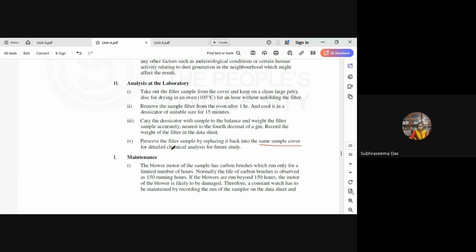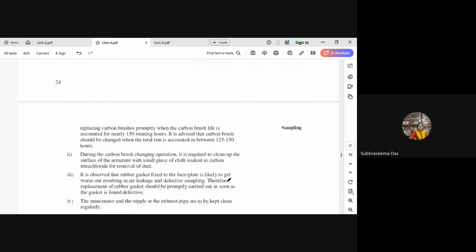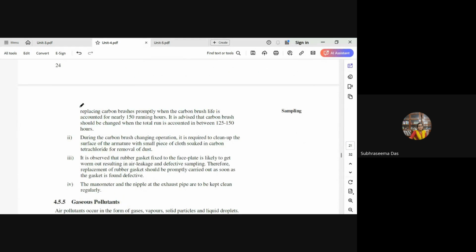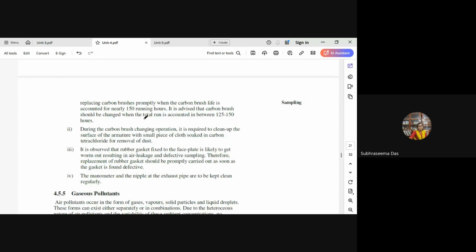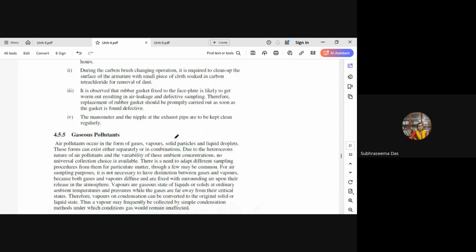Now the maintenance of the sampler is also done, because normally the running time is 150 running hours. These are some of the precautions that need to be followed, like during the carbon brush changing operation a cleanup is required. The gasket needs to be changed, and the manometer needs to be cleaned regularly.